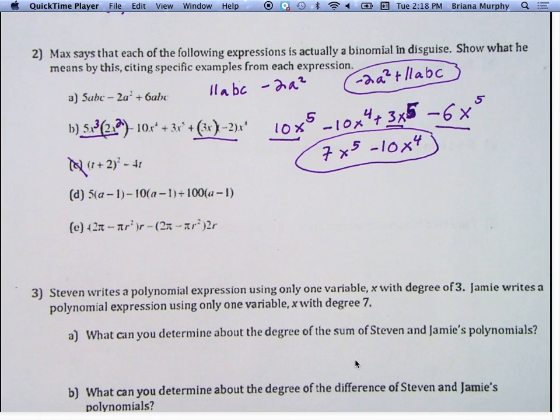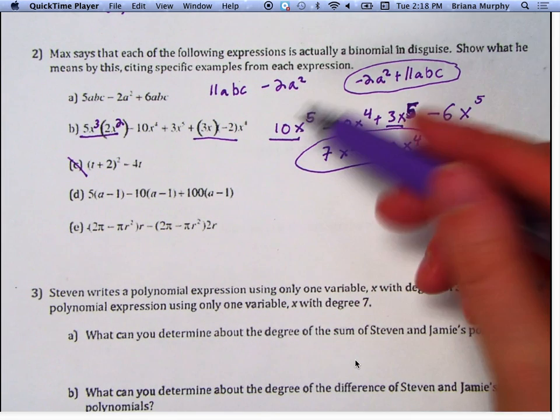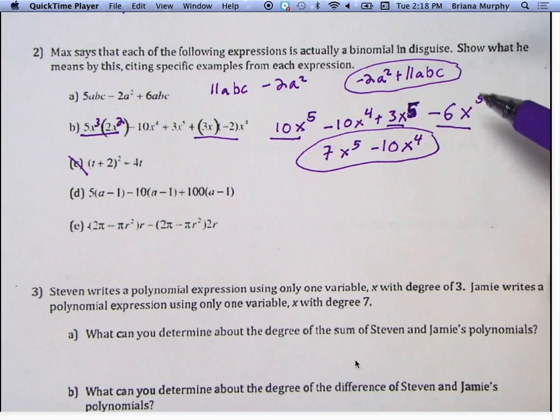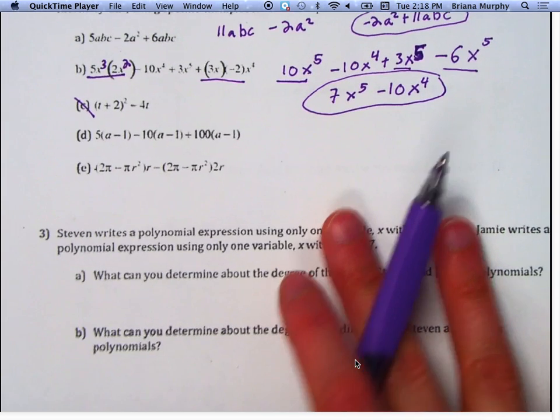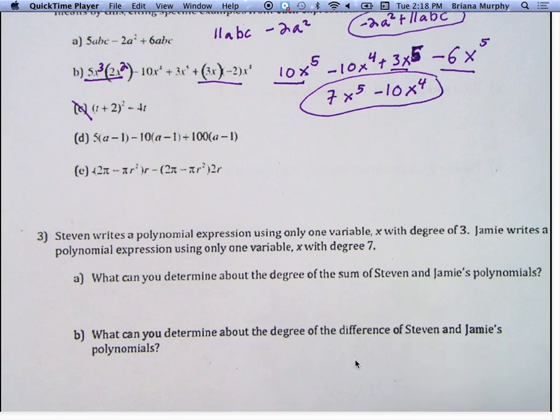Yes, Taylor. You said 10 plus 3, right? 10 plus 3 is 13. Yes. Minus 6 is 7. Oh, it sounded like you said 10 plus 3 equals 7. I was like, wait. Okay. We've got the next one.